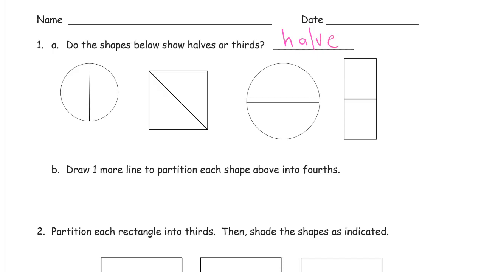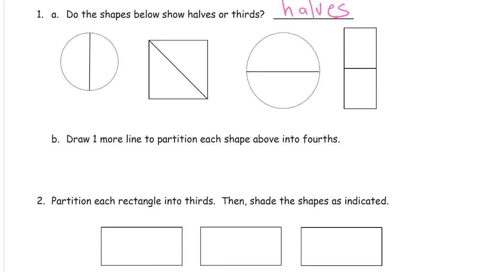If it was three, it would be thirds. If it was four, it would be fourths or quarters. Draw one more line to partition each shape above into fourths. So remember this, that the parts have to be equal.